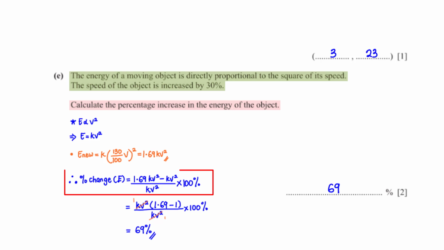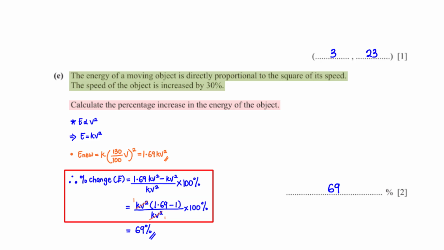So now the percentage change of E would be the final minus initial value of E, which is 1.69 kv squared minus kv squared, divided by the initial value of E, which is kv squared, times 100%. kv squared cancels out, and so (1.69 minus 1) over 1 times 100% gives us 69%.